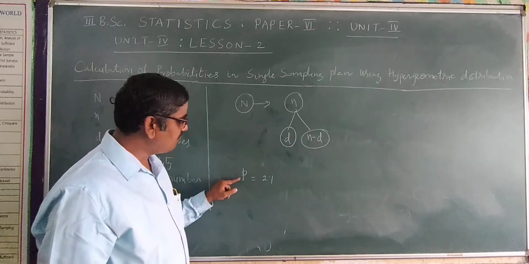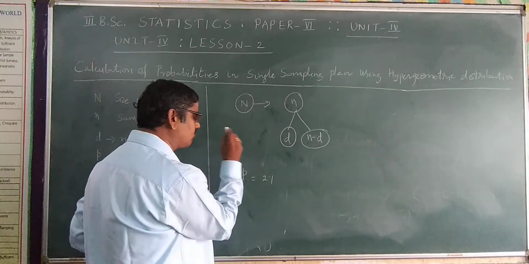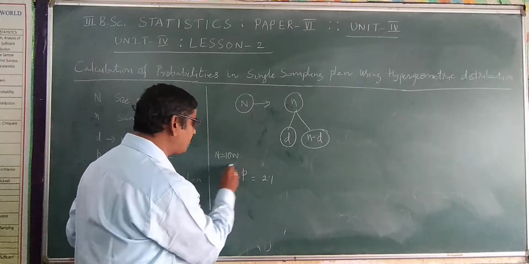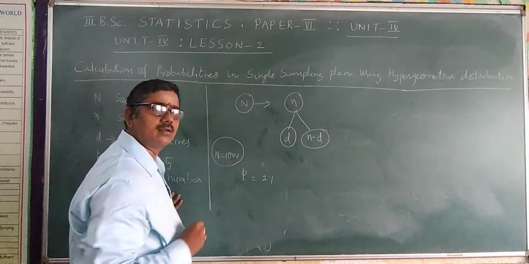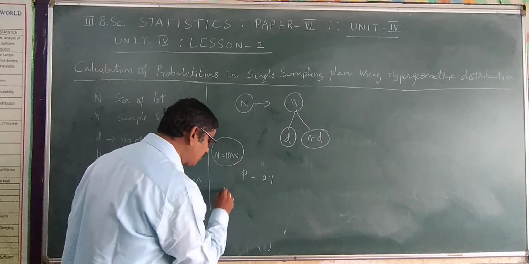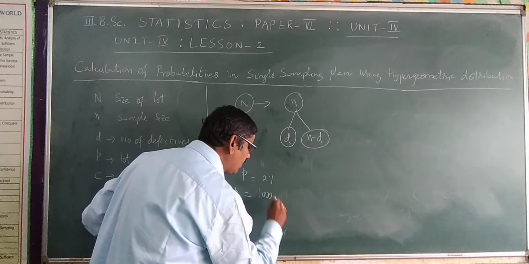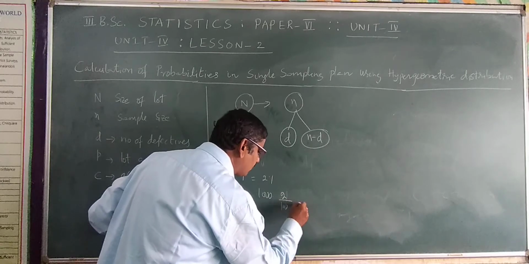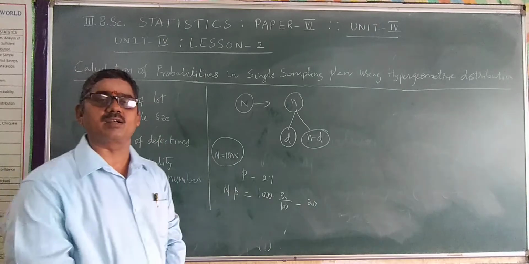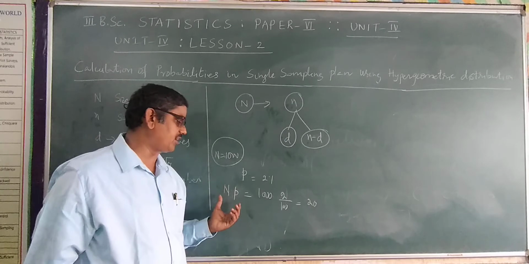So therefore, small p, if you consider 2%, let capital N be equal to 100 or 1000. Capital N is equal to 1000. Then how many defective items may be in this capital N? Based on this p, we can simply calculate N into p. That is 1000 multiplied by 2%, that is 2 by 100, which is equivalent to 20. So there may be a chance of getting 20 defective items. Hope you understand. This is the way you calculate the number of defectives.